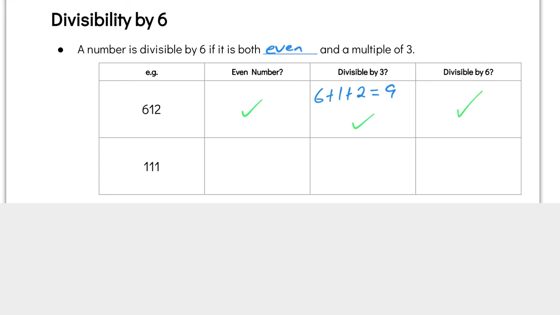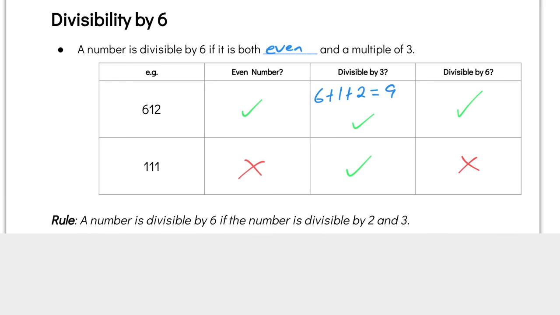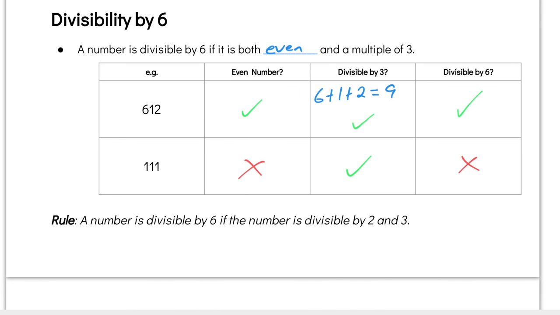And how about 111? Well, 111 is not an even number. When I look at it, I can tell it's an odd number. And is it divisible by 3? Well, yes, it is. 1 plus 1 plus 1 is 3, so that means it is divisible by 3, but it has to be both even and divisible by 3 to be divisible by 6, so it is not divisible by 6. The rule is that a number is divisible by 6 if the number is divisible by 2 and 3.